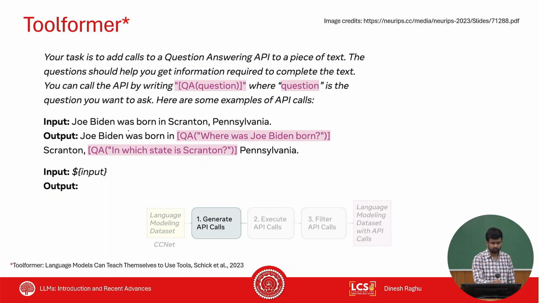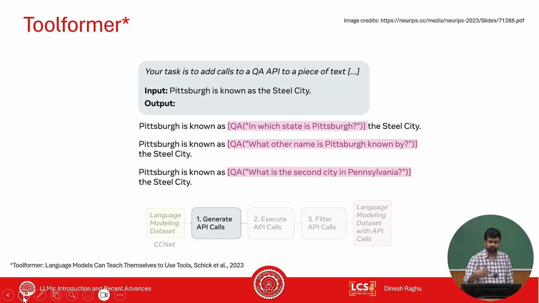So here all they say is Joe Biden was born in Scranton, Pennsylvania. After annotations, it should look like Joe Biden was born in QA, where was Joe Biden born? And that answer should be Scranton. And then there should also be that annotation, which state is Scranton in, and then the answer is Pennsylvania, right? So this is what they show as a few-shot example. And of course, when you run this on this particular example, Pittsburgh is known as the Steel City, it gives you multiple candidates, right? You sample a lot and you get multiple candidates.